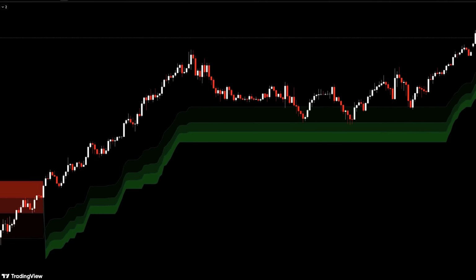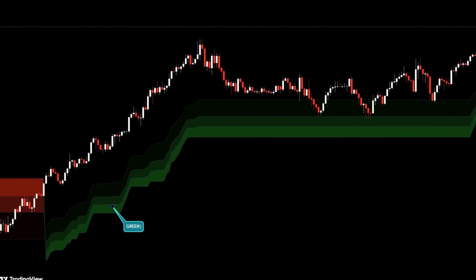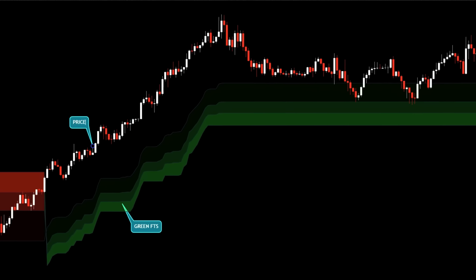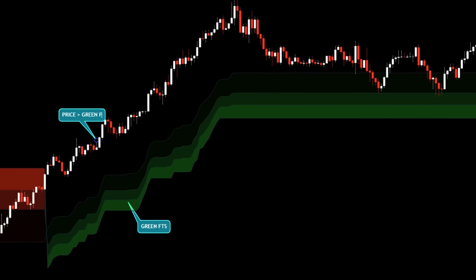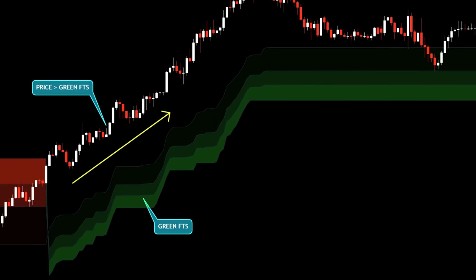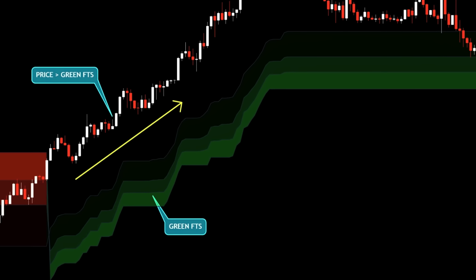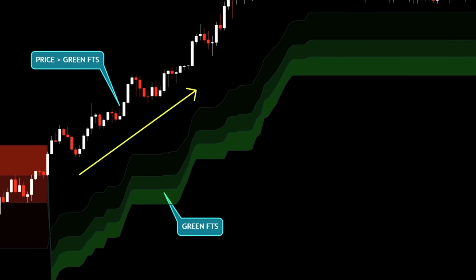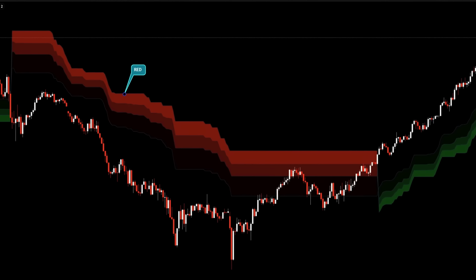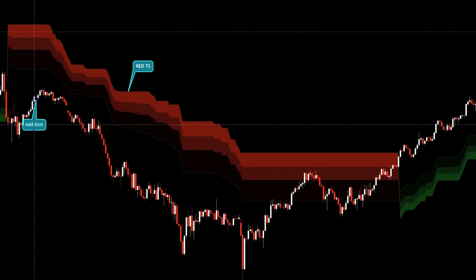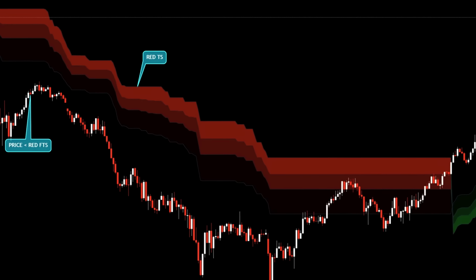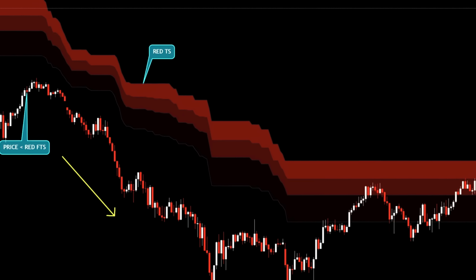Now the way I use this is super simple. It's my big picture guide. If the line is green and the price is trading above it, I'm only thinking about potential buy setups from the step channel. I just ignore any red signals. And if it's red and the price is below it, I'm only looking for shorts. All the green signals get ignored. That one rule helps keep me from trying to trade against a strong trend.